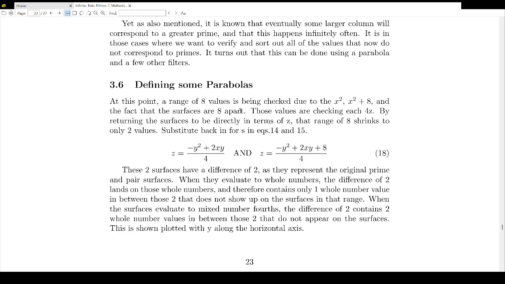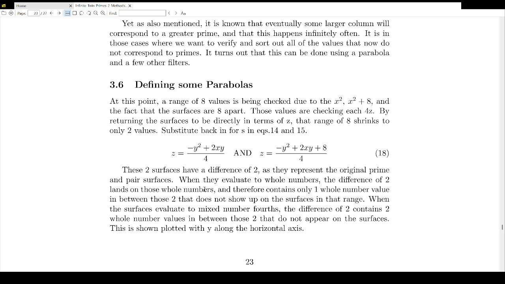So at this point, a range of 8 values is being checked, because we said the one surface is the other surface plus 8. And we're only checking those trailing values, and so it turns out that we're checking 8 values. Those values are checking each 4z, because we did our substitution between 4z and s. And so when we're checking a number z to see if it's prime or composite, on our surfaces we're looking for the value 4z.